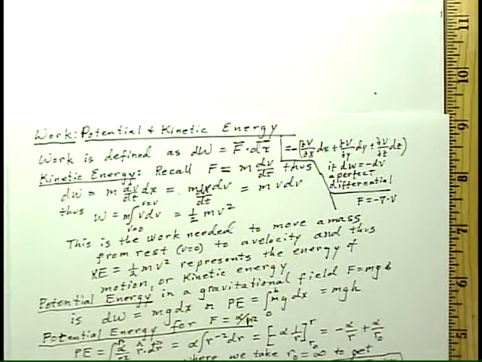Likewise, we can talk about the potential energy. The potential energy in a gravitational field is written as mgh, with a force which is equal to mg. The change in work is force times distance, which we can integrate and get mgh if we take it between a height of 0 and a height of h.